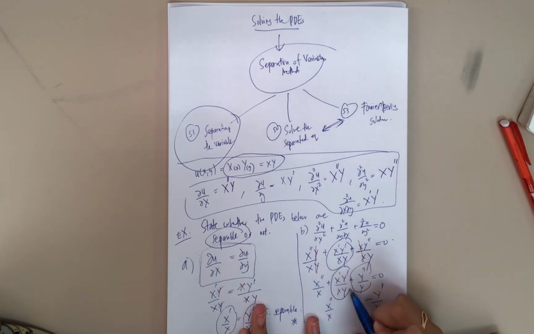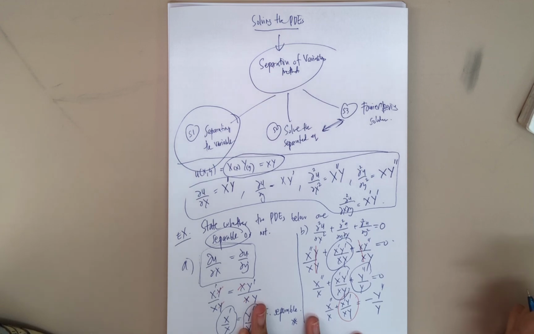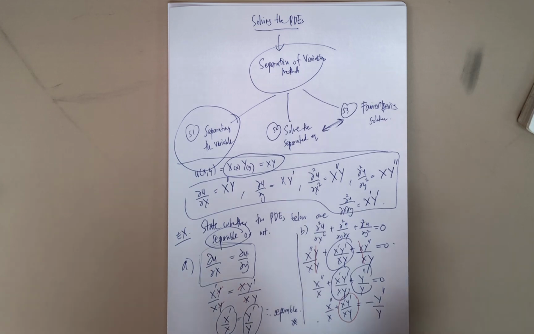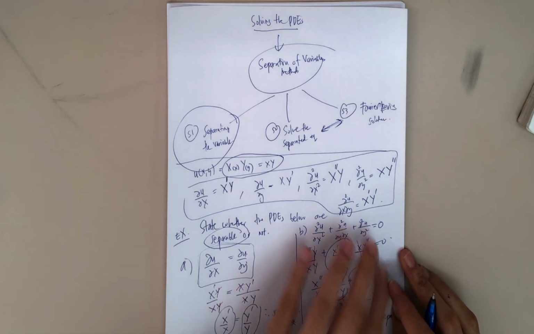But how about this term, x prime y prime over xy? Can you split it? Can you split it? No, you cannot, class. We cannot separate it because it is attached by multiplication. It is multiplication, so you cannot simply cut it off. If it were subtraction or addition, yes, you can just move it between the right hand side and the left hand side. But for multiplication, you cannot split it. Therefore, this equation is not separable. This type of equation is not separable.